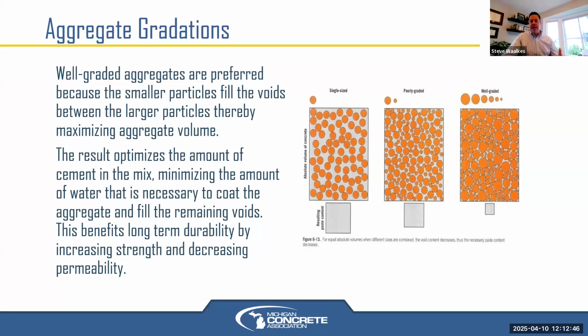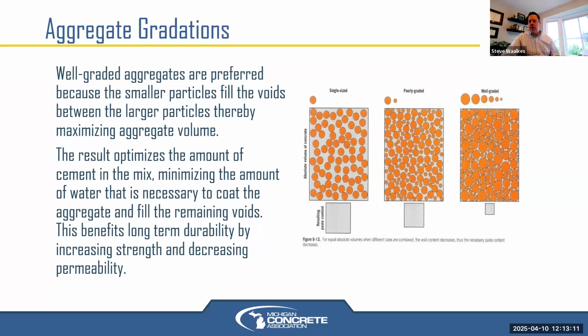You want as big of an aggregate as you can allow for the member that you're placing. There's ACI guidelines on that: 1/3 the thickness, no more than 1.25 times your smallest bar spacing. But if it's a reinforced concrete structure, there's lots of different things to determine that maximum aggregate size. But given that, you want to have aggregates of all sizes represented.